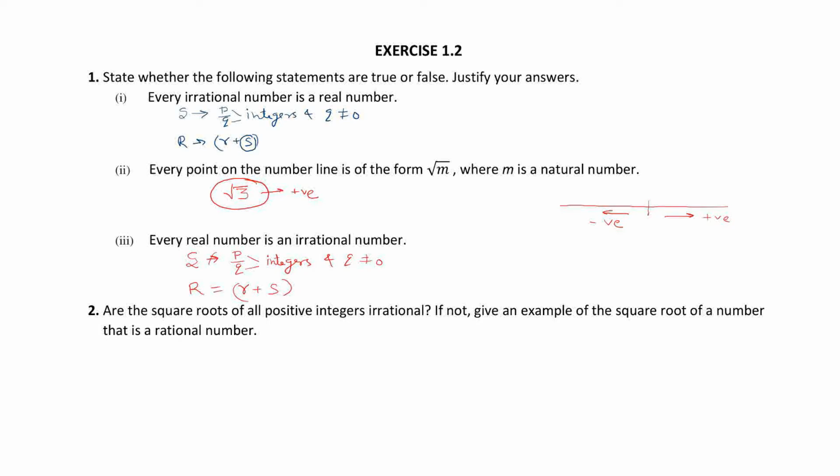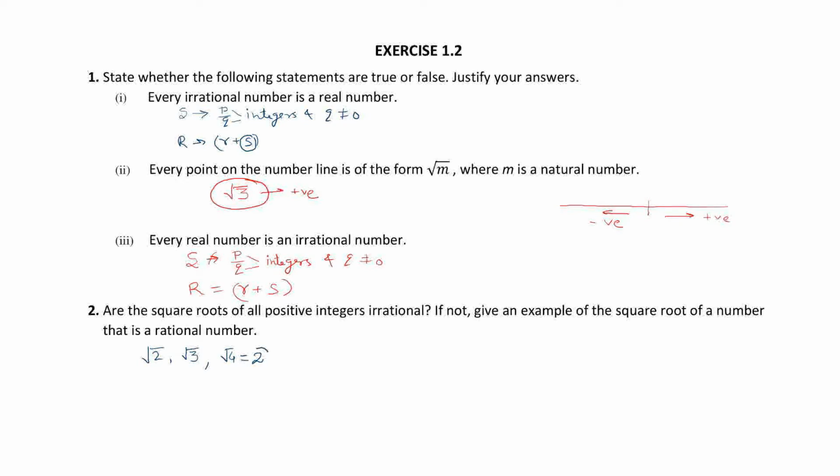The next one is: are the square roots of all positive integers irrational? If not, give an example of the square root of a number that is a rational number. So let's take the square root of a few integers. Let's say square root of 2. Is this rational or irrational? Yes, it is irrational. Square root of 3, yes, it is irrational. Square root of 4 will give you 2. Is it rational or irrational? Yes, it is a rational number.